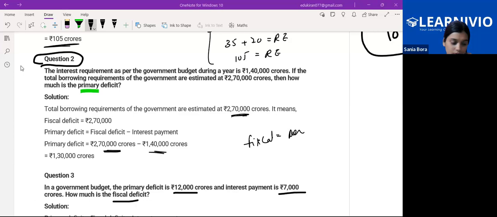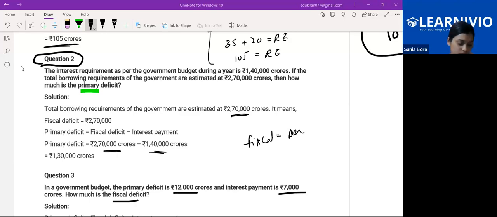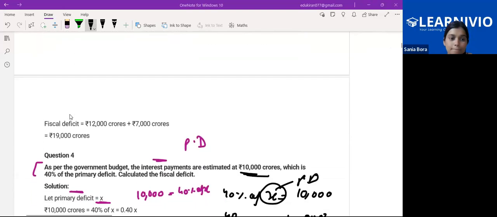How much? Which formula do I have to use in this one? The third formula. Wait, ma'am. This goes to PD equals FD minus IP. PD is given, 12,012 crores, equals FD. FD is not given, zero, minus IP. Ma'am, it is 19,000. Correct.